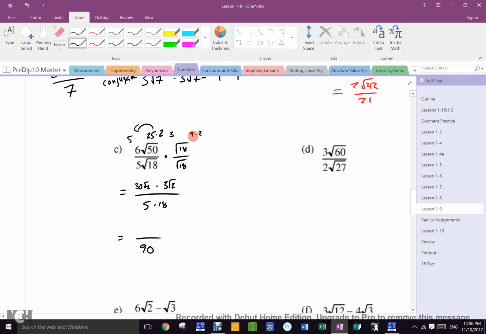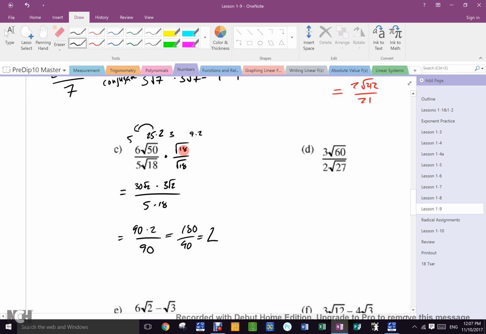Now, up here, 9 times 2, what's coming out front? 3, right? 5 came out here. There was already a 6. So I got 30 root 2 times 3 root 2, yes? What's 30 times 3? 90. What's root 2 times root 2? 2, which gets me 180 over 90, which gets me 2. Is everybody cool? 18 is 3 root 2.